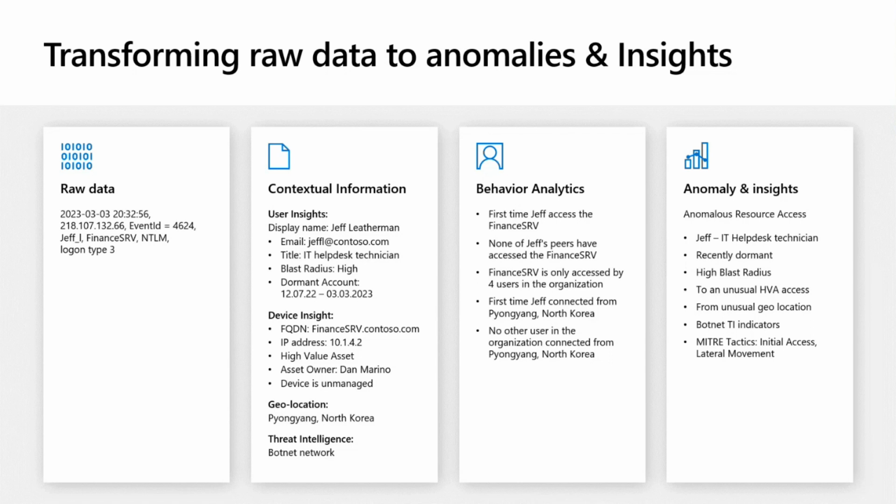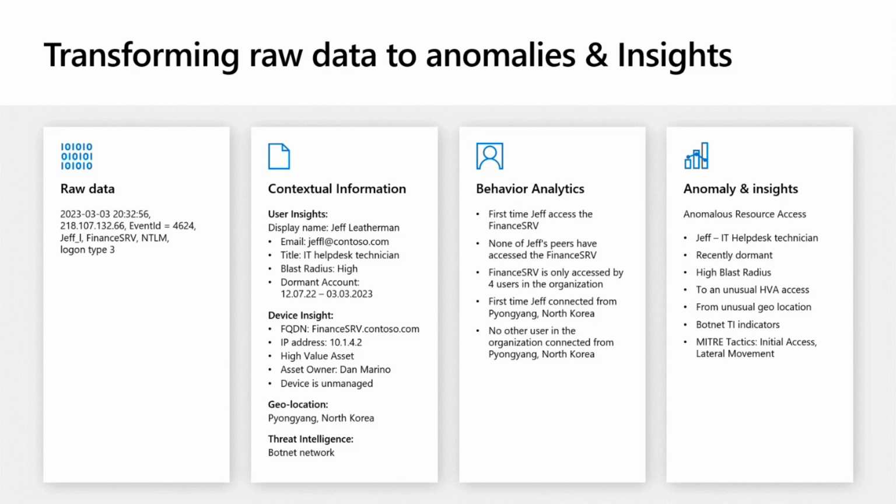Now let's add behavioral information, which again is truly at the core of UEBA. So from behavioral information, in our case, we can see that this is the first time Jeff has accessed the Finance SRV. Turns out none of Jeff's peers accessed it, and it is only accessible by 4 users within the organization. This is the first time Jeff has connected from North Korea, and no other user in the organization has connected from North Korea before.